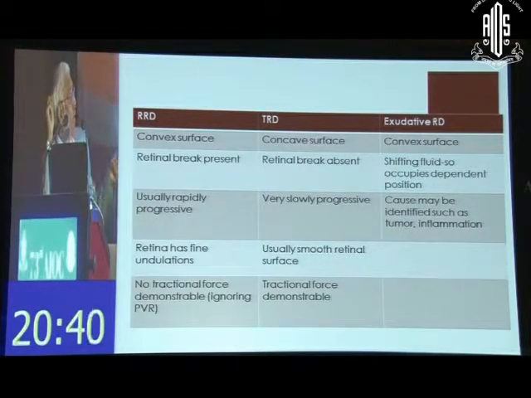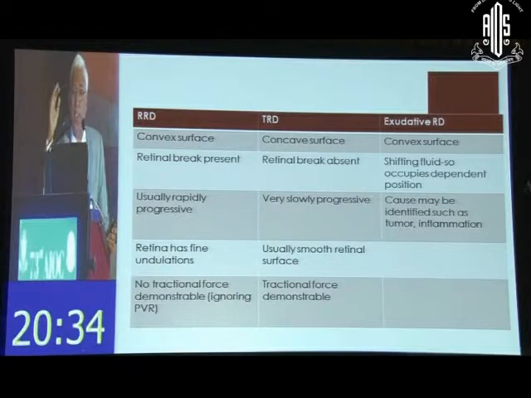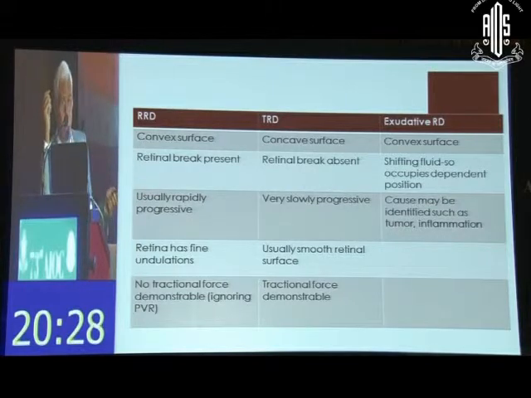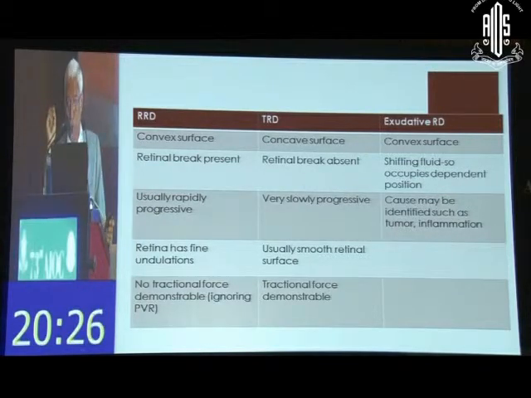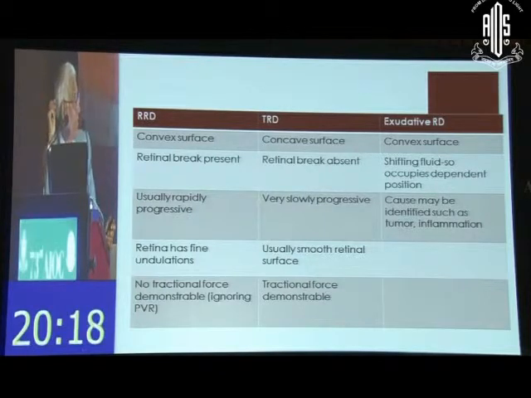In a tractional detachment, the surface is usually concave unless it is complicated by a retinal break, when you call it a combined tractional rhegmatogenous element. And it's very slowly progressive. Pure TRD progresses very slowly. Studies have shown that it may take even 1 year for it to reach the macula, even if it is just near the arcade. And usually the surface is very smooth.